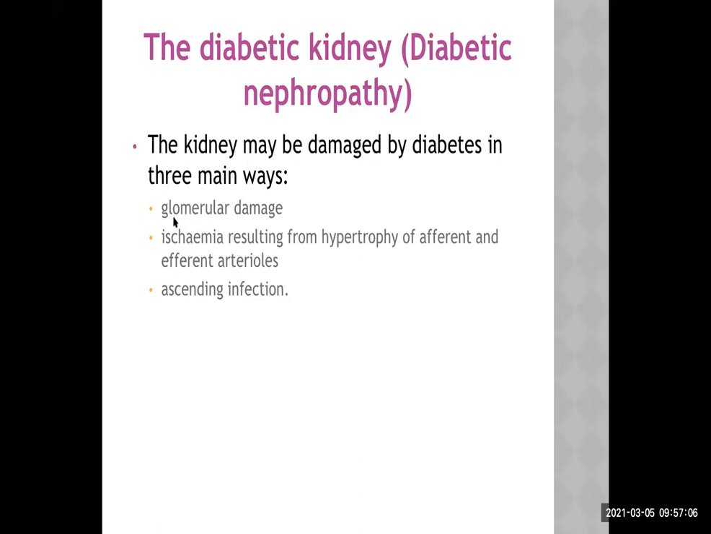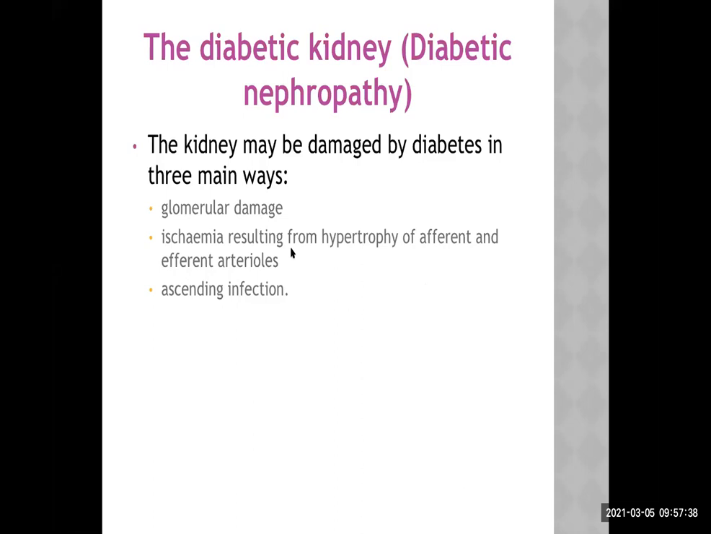So let me elaborate a little bit on them. Glomerular damage. Now, glomeruli are the special type of capillaries which are present in Bowman's capsule, and these glomerular capillaries are responsible for filtration of the blood. So if they are damaged themselves by the different mechanisms, there may be high chances of proteinuria, hematuria, and all those different problems.